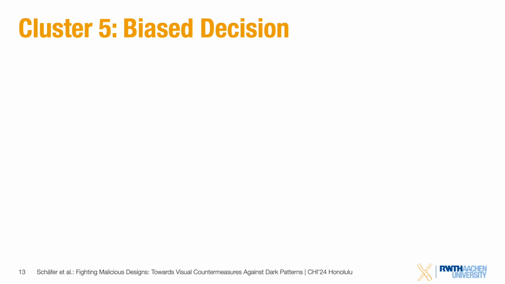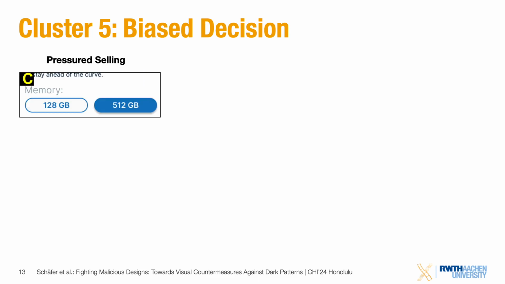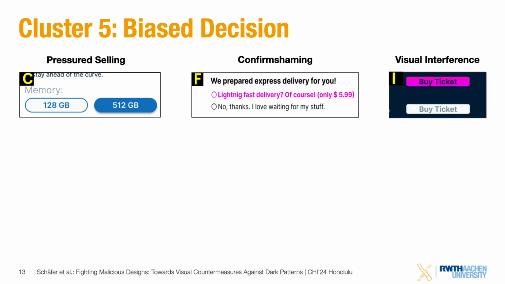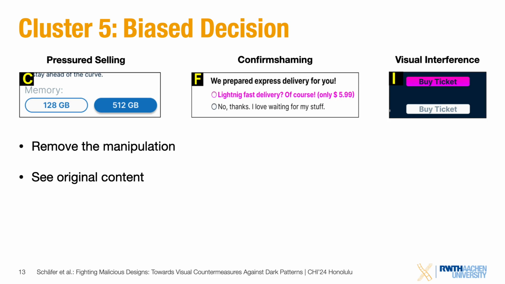The fifth cluster, biased decision, consists of the three patterns pressured selling, confirm shaming, and visual interference. Here, participants wanted to remove the manipulation but preserve the content, such that they can make an informed and unbiased decision.